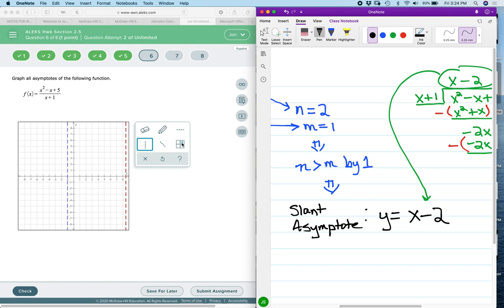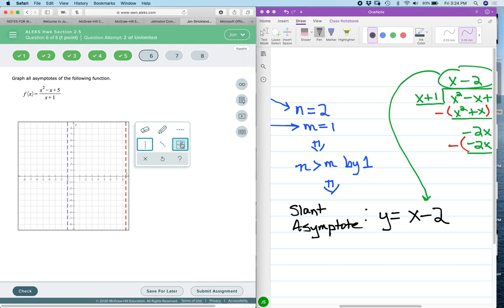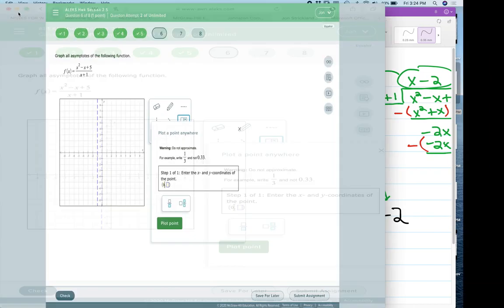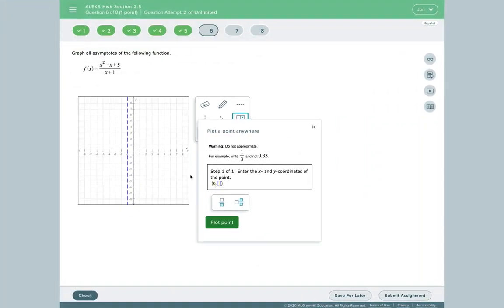Okay, so we can plot some points here. Say we have y equals x minus 2. If x is 0, y is going to be negative 2. So with ordered pairs, we have 0, negative 2. I can plot a point. And also if x is 2, y is 2 minus 2, so y is going to be 0. And we can plot the point.